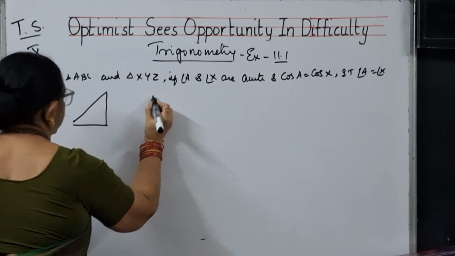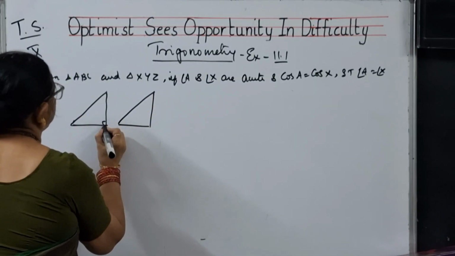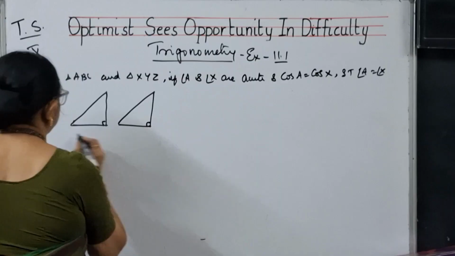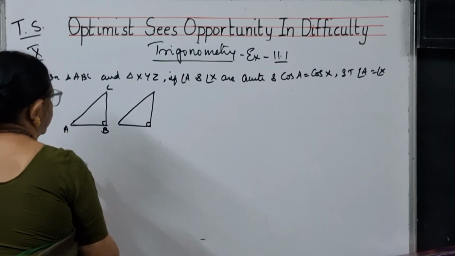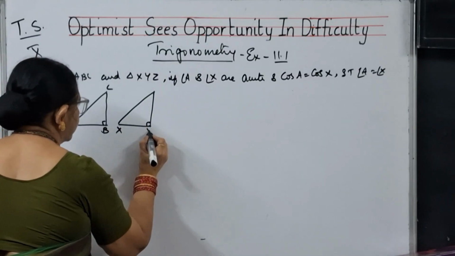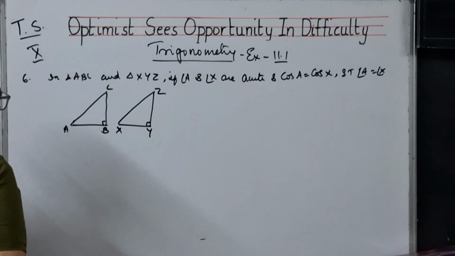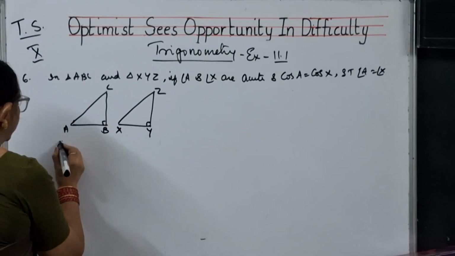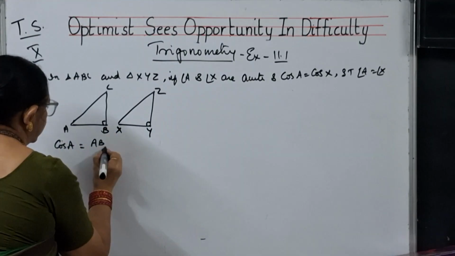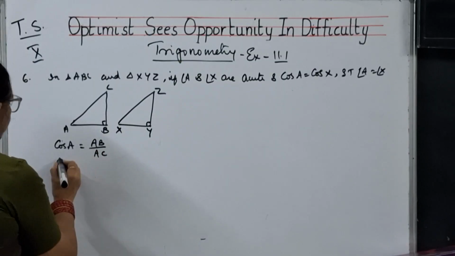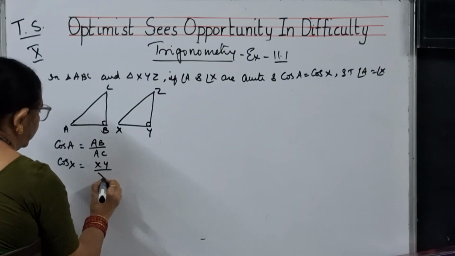See, this is one right angled triangle and this is another right angled triangle. So in this, A and X are acute. ABC is a triangle in which A is acute and XYZ is another triangle in which angle X is acute. Now they said that cos A is equal to cos X. What is cos A? Cos A is adjacent side by hypotenuse. Then what is cos X? This is also adjacent side by hypotenuse, XY by XZ.